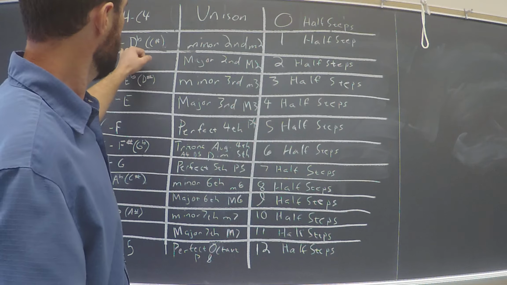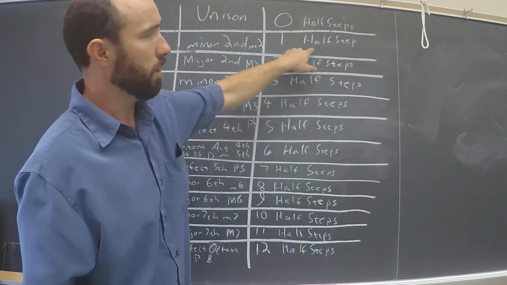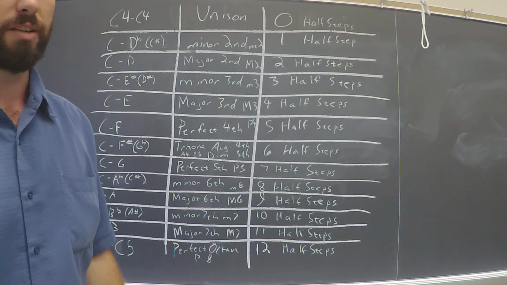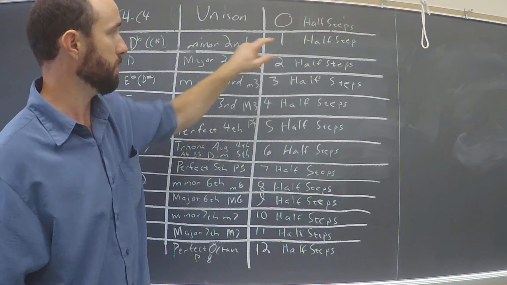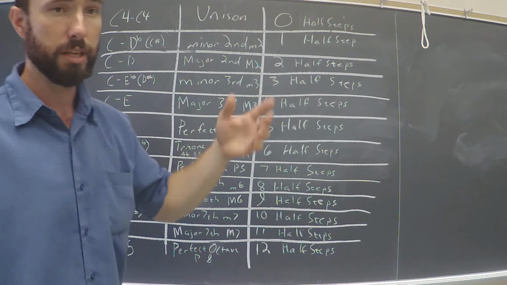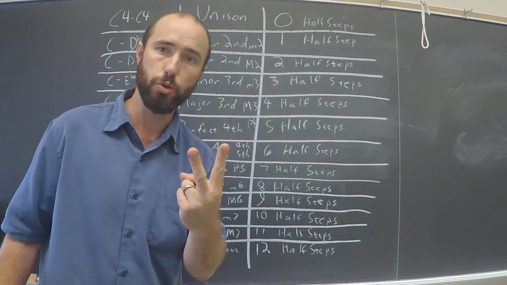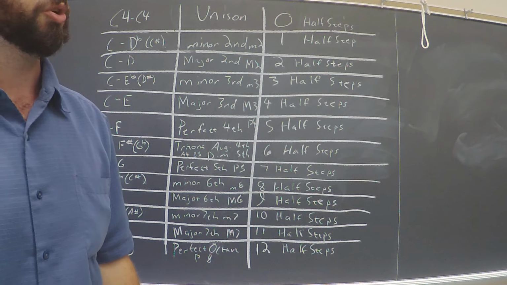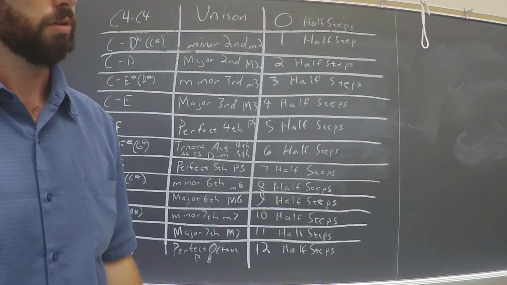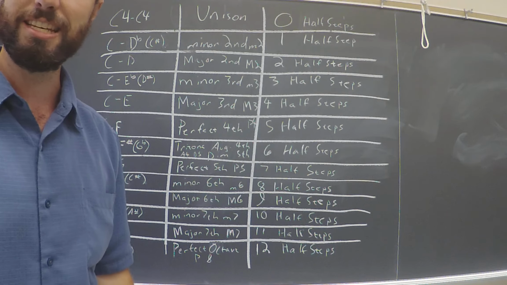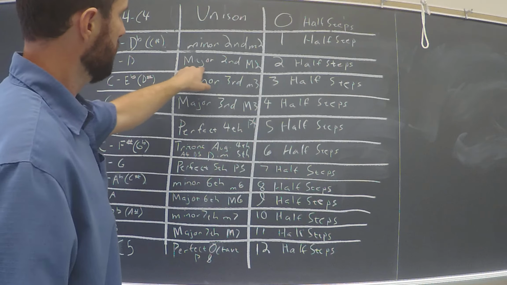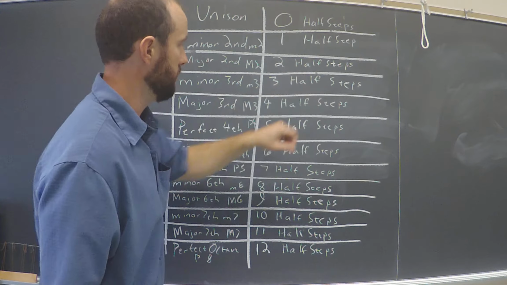So anyway, C to D flat has 1 half step in space. That space is 1 half step. So there's 1 half step to make a minor second. Well, if we can have 1 half step, we can have 2 half steps. There's 1, there's 2. So from C to D, 2 half steps, that's a major second. Major second, 2 half steps.